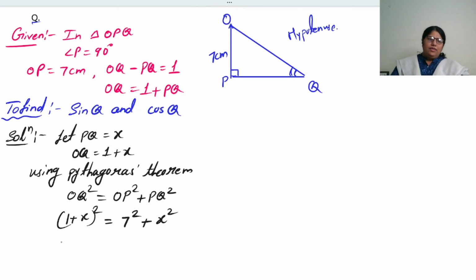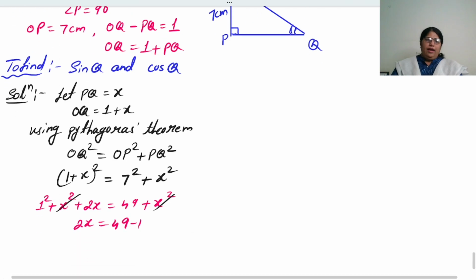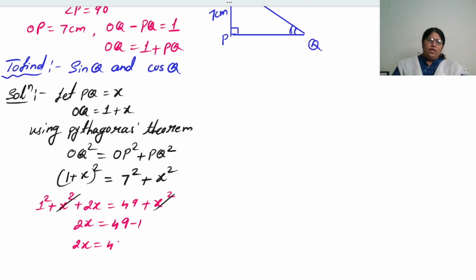Let us simplify this. Here you can use the identity (a plus b) whole square. Using it, it becomes 1 square plus x square plus 2x equals 49 plus x square. Now the x square terms have the same sign and same value, so they get subtracted and become 0. We need to find the value of x. So 2x equals 49 minus 1, which is 48, and x is going to be 24 units.